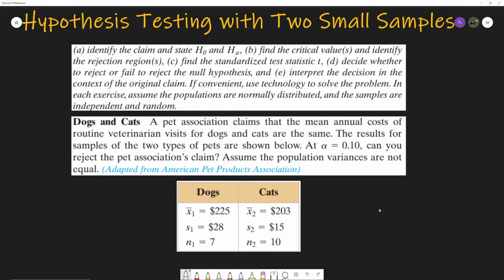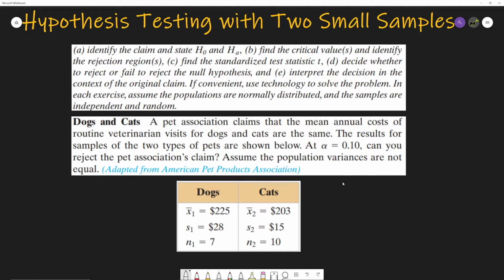Well, let's check out the problem that we have here. With dogs and cats, a pet association claims that the mean annual costs of routine veterinarian visits for dogs and cats are the same. The results for samples of two types of pets are shown below. At a significance level of 10%, can you reject the Pets Association's claim? And in this case, we'll assume the population variances are not equal.